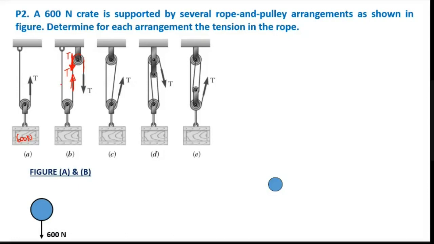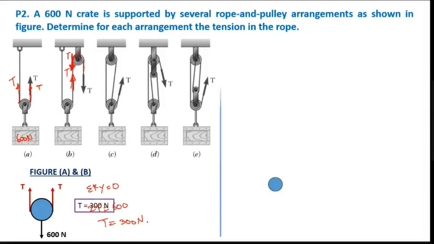Weight is acting downward, which is 600, and you have two ropes now. One is acting like this, this is also T. Another is also acting like this, this is also T. So now let us equate. You can say that sigma Fy is equal to 0, which means 2T is equal to 600. So what is the value of T? It is 300 Newton. So if you apply half of the load, you can lift your 600 Newton crate.